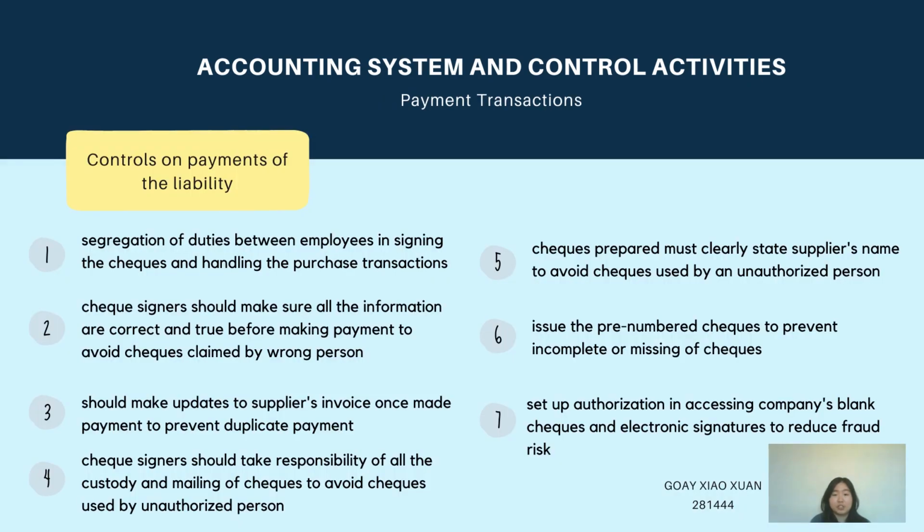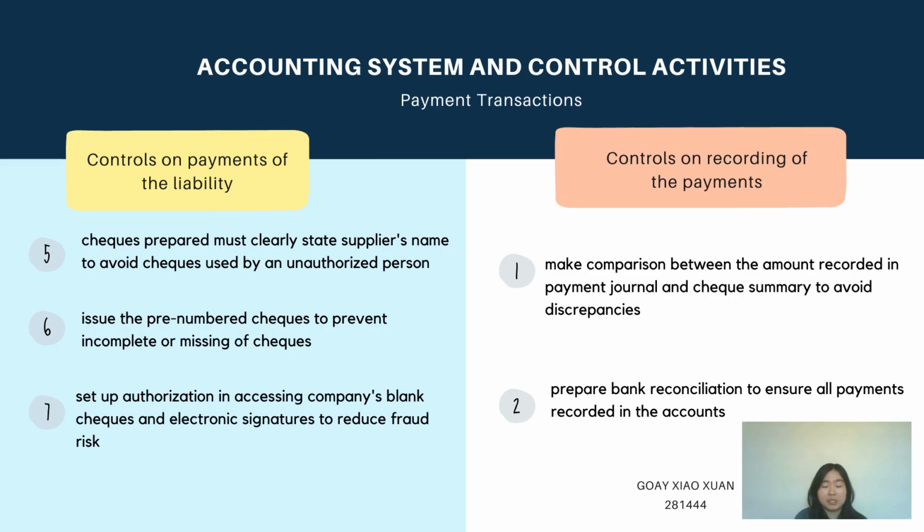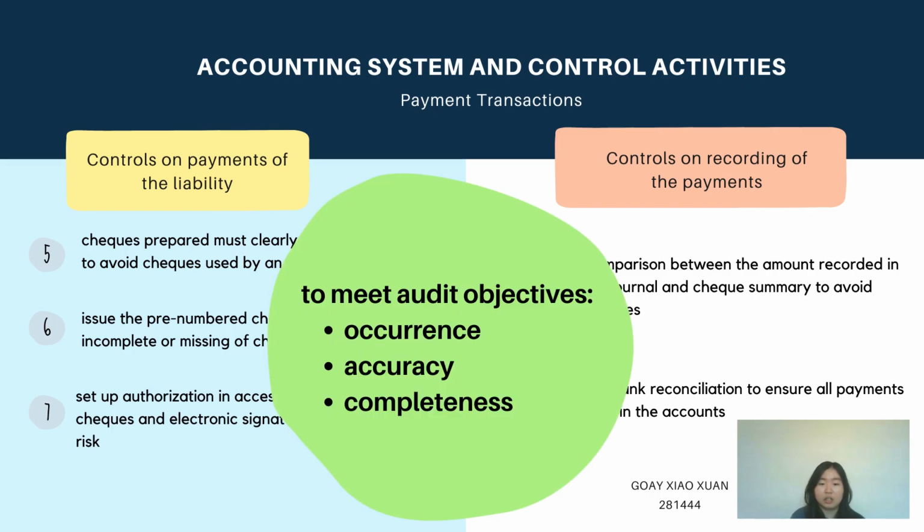The process of payment transaction in purchasing cycle involves paying the liability and recording the payments. For paying the liability, the control activities include separation of duties, access controls, and ensuring complete, adequate, and accurate records and documents. While for recording the payments, the control activity is to conduct periodic comparisons and reconciliations between internal and external accounting books or financial statements. All the control activities conducted are in order to meet the audit objectives, which are occurrence, accuracy, and completeness.